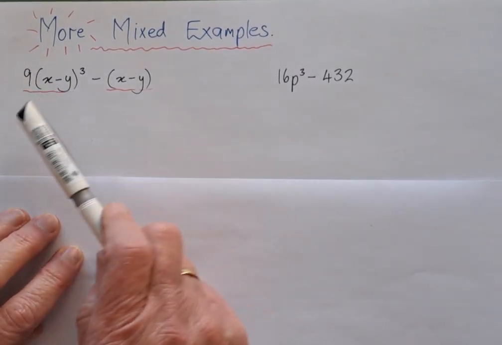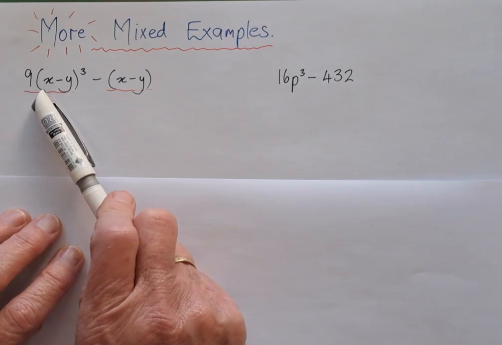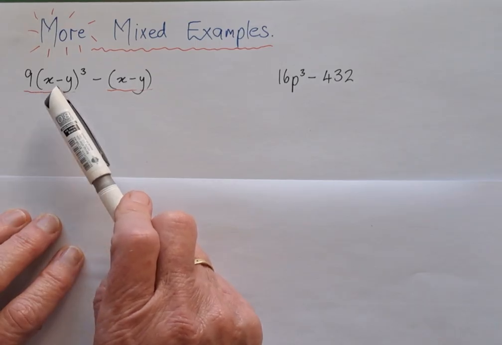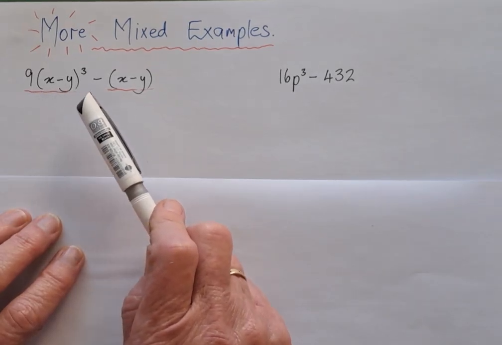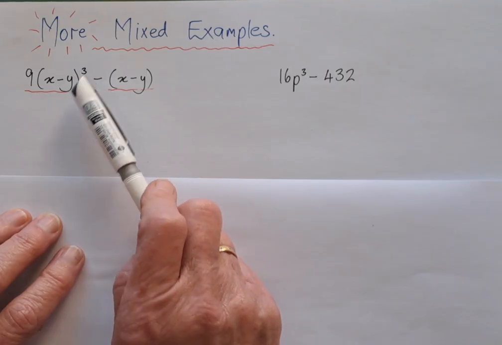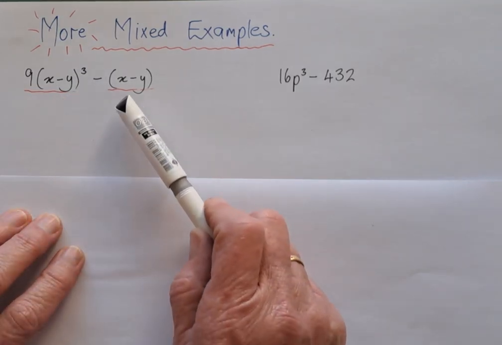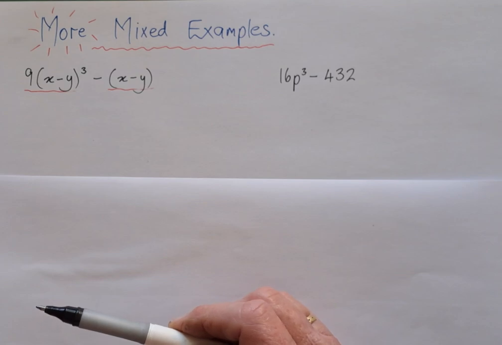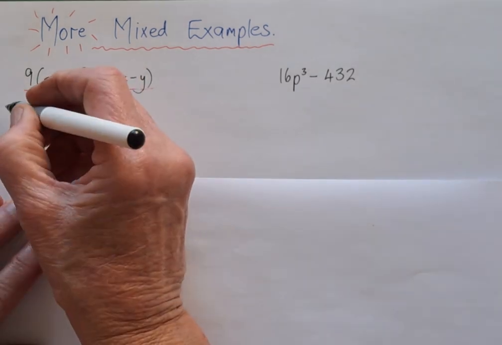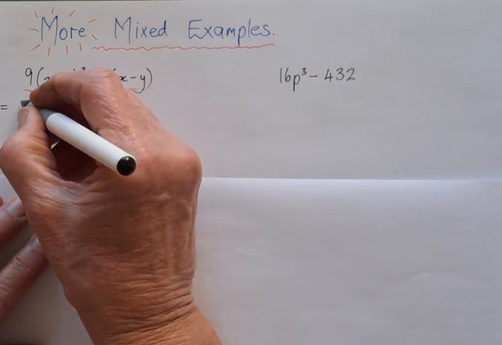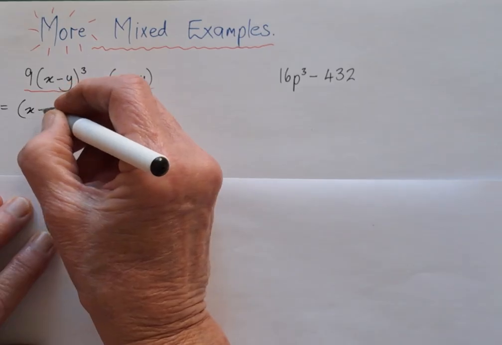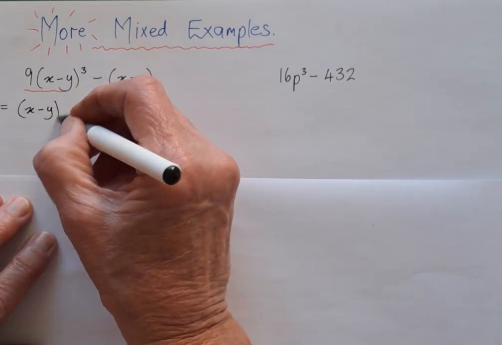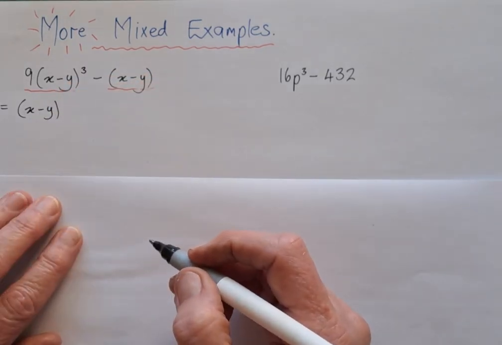Well, over here, this is saying 9 multiplied by the bracket x minus y times the bracket x minus y times the bracket x minus y. That's what the cubed is actually telling us. And here we just have a bracket of x minus y. So obviously, common to both of them is the bracket x minus y. So let's have a look at what we have left over.